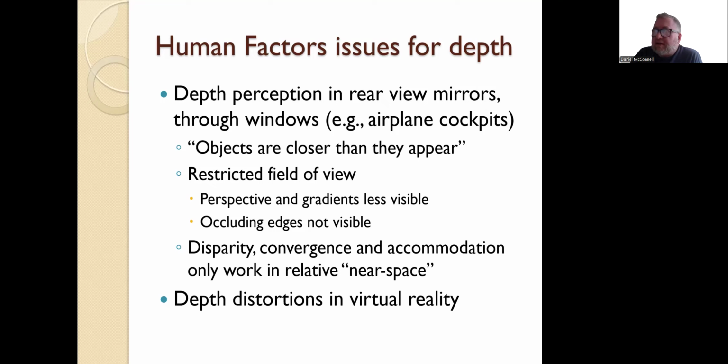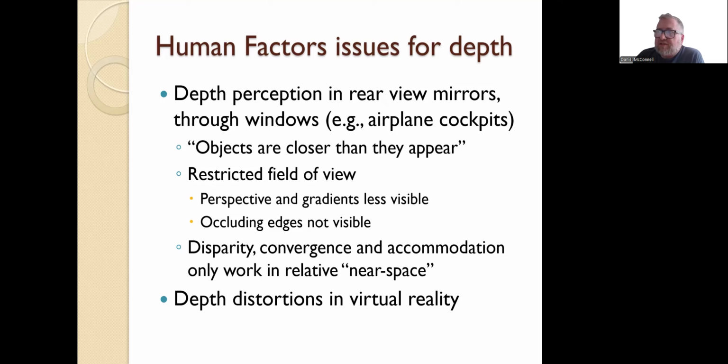Why is this happening? Well, it might be because our ability to detect some of those linear perspective cues and texture gradients might be just less visible when there's less of the overall scene to be able to detect. Maybe because it interferes with interposition, and therefore the different occluding edges between interposed objects may not all be visible. And so there's a lot of things to be concerned with here.